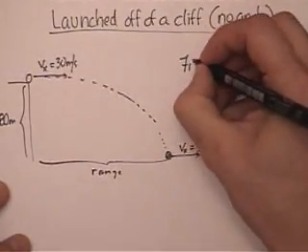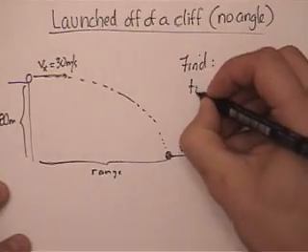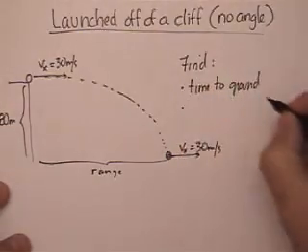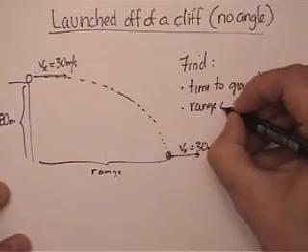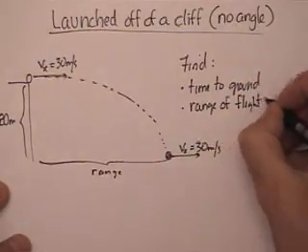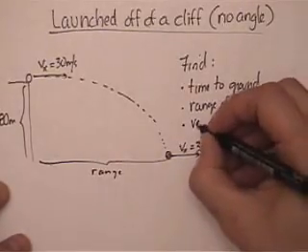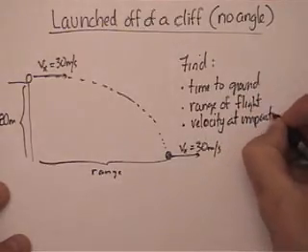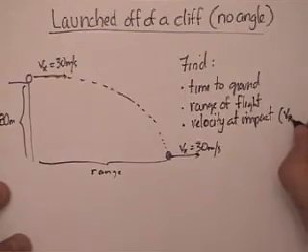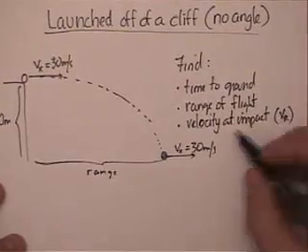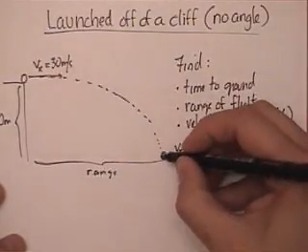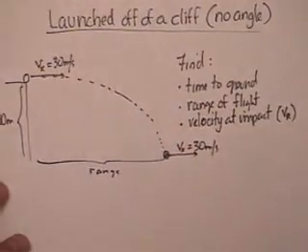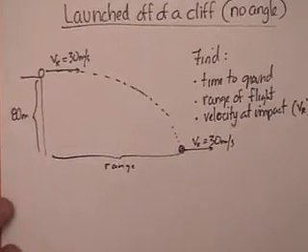This is what I want you to find. Time to the ground, and that's 1. I want you to find range of flight. That's 2. And I want you to find the velocity at impact. So this isn't VF, this is your resultant velocity. This is Vx, we want to find Vy, and then we want to find the resultant. We want to find the time and the range of flight. So those are all the things we want, and we know that it's 80 meters to do it.